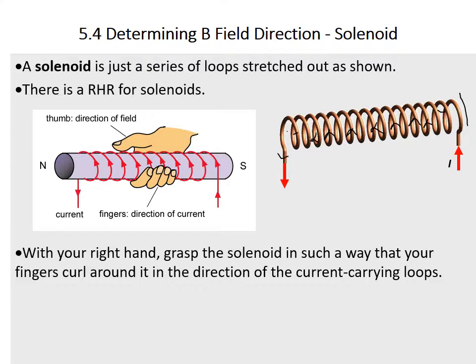So if I curl my fingers in that direction, up on the front, my right hand, my palm is currently facing away from me, my fingers are going up, and they curl over on the back side of this solenoid, then my thumb points to the right. So the direction of the magnetic field from this solenoid is this way.